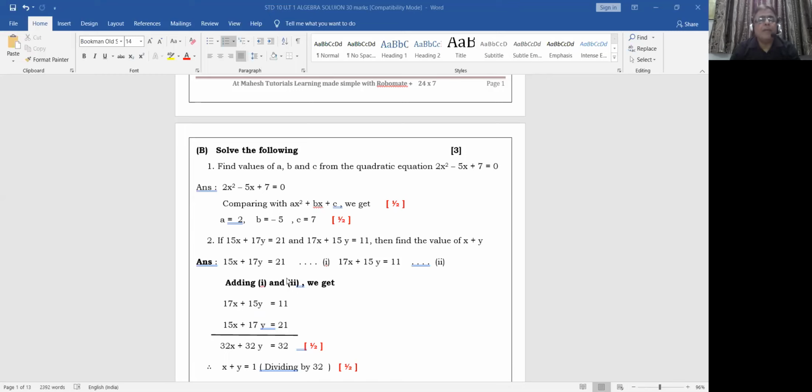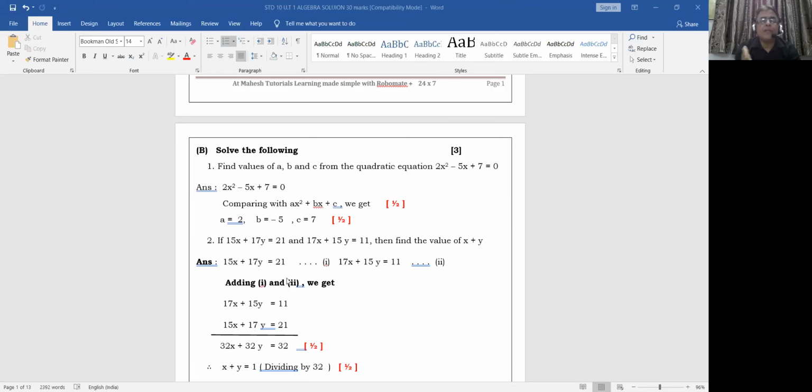Next one. If 15x plus 17y equal to 21, 17x plus 15y equal to 11, find the value of x plus y. Now here we don't have to solve. It is only for 1 mark. Recollect our 9th standard add, subtract, add method. So we just have to add. So after adding we get 32x plus 32y equal to 32. Dividing throughout by 32, x plus y is equal to 1.